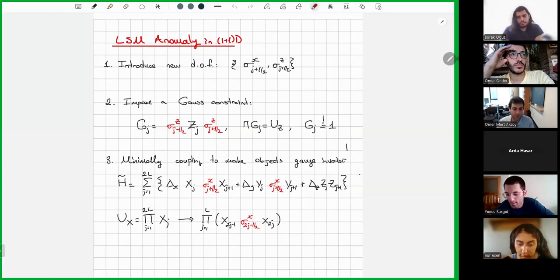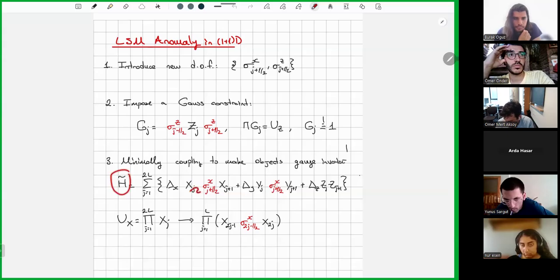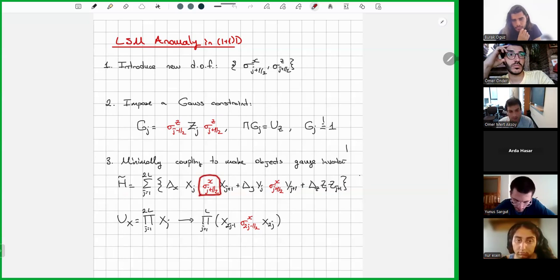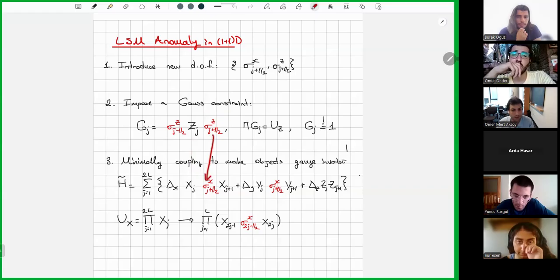Then the third step is that, since I impose a Gauss constraint and I really want to set G to be 1, I need to do this minimal coupling scheme to make everything gauge invariant. What do I mean by that? In my Hamiltonian, I had this x_j x_{j+1} term, which does not commute with all the Gauss operators. So I add a sigma x in between. Then I make sure that it commutes with all the Gj, because if I act with a Gj here, there's a minus sign coming from here, but there's another minus sign coming from here.